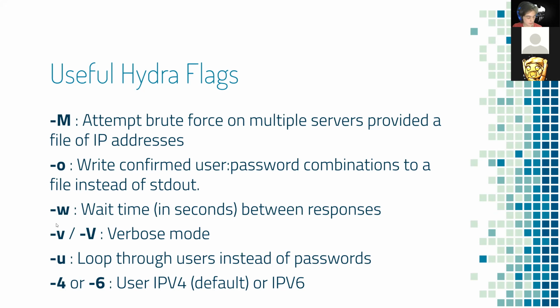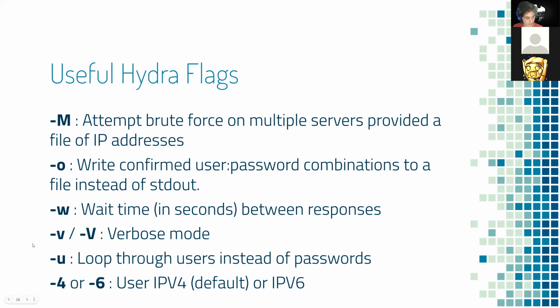And let's also say that in a good defensive setup, a service will have a certain amount of time it has to wait before you can enter a new password. Let's say it's like 3 seconds. You can only enter a password every 3 seconds. That is a way to deter brute forcing attacks. And to get around that, you can do -w for wait time, right, to wait a certain number of seconds between the requests that you make. So that's a way to get around it.